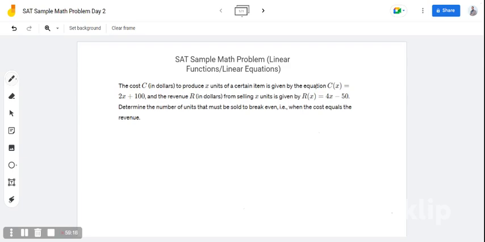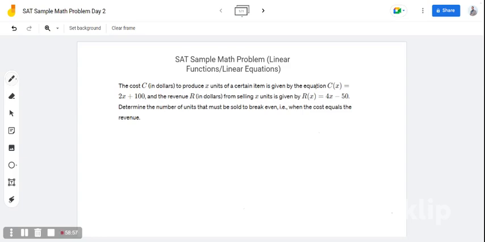So in this problem, they give us two linear functions. One representing the cost to produce those number of units, and R, which is a function for the revenue that would be brought in by producing those amount of units.